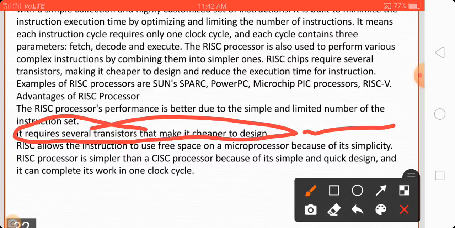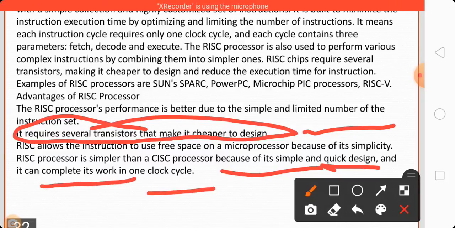Another advantage is that the RISC processor is simpler than the CISC processor because of its simple and quick design, and it can complete its work in one clock cycle. One clock cycle is used to fetch, decode, and execute. So that is about the RISC architecture.